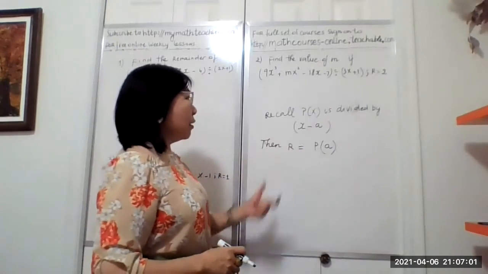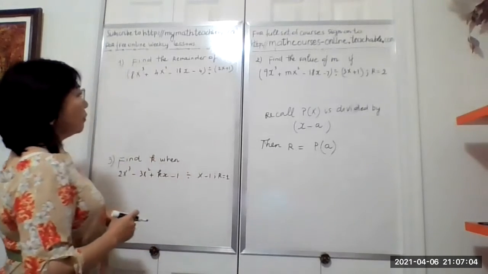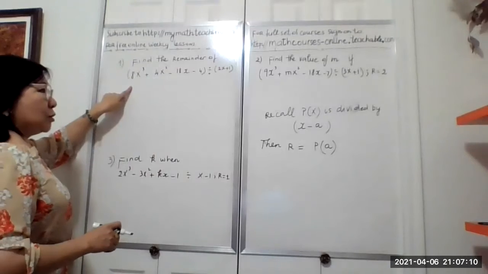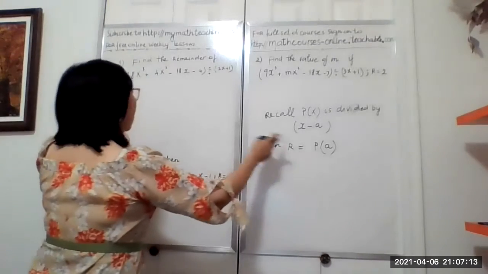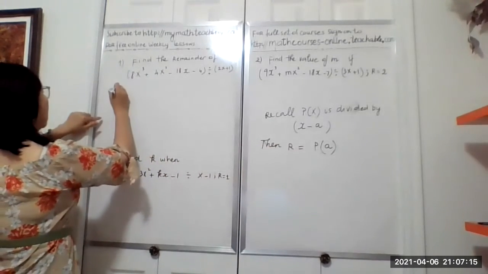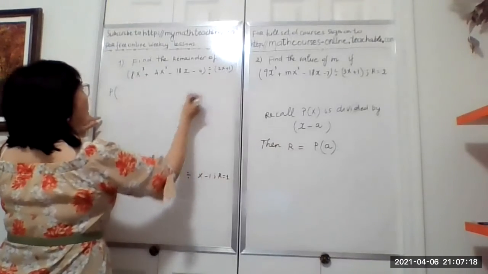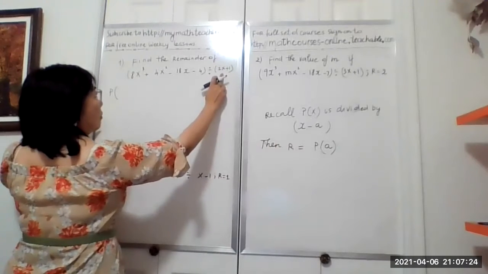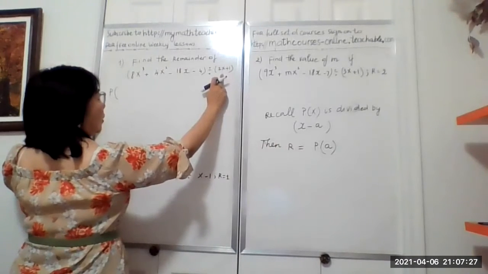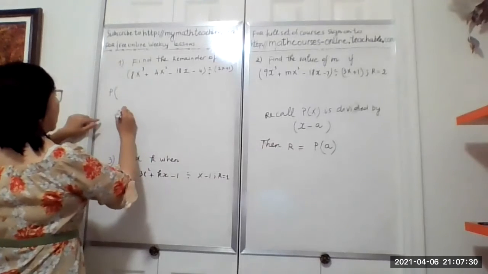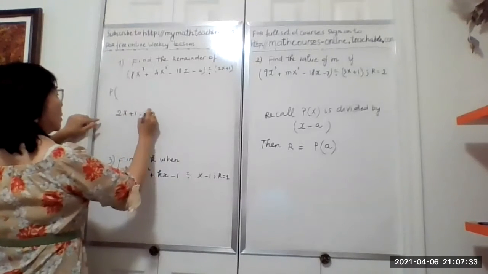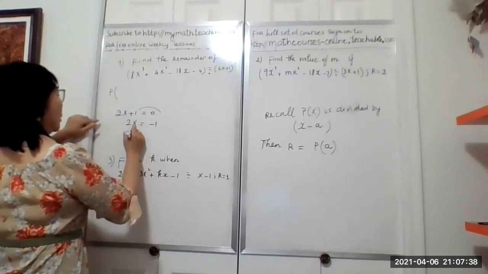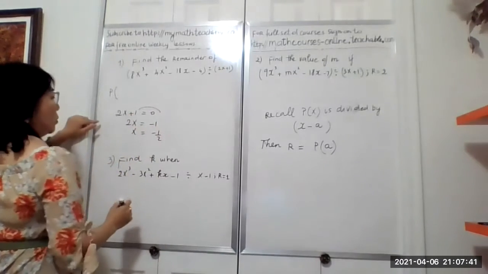So following this theorem, we are going to find out the remainder of this polynomial function. To find the remainder, all we do is substitute for the x. First of all, we have to solve for this factor, so let's solve for that. 2x plus 1 equals 0. Move it over, 2x equals minus 1. Therefore, x equals minus 1 divided by 2.